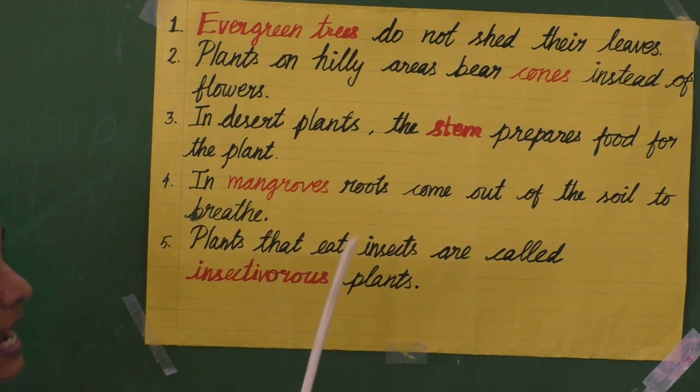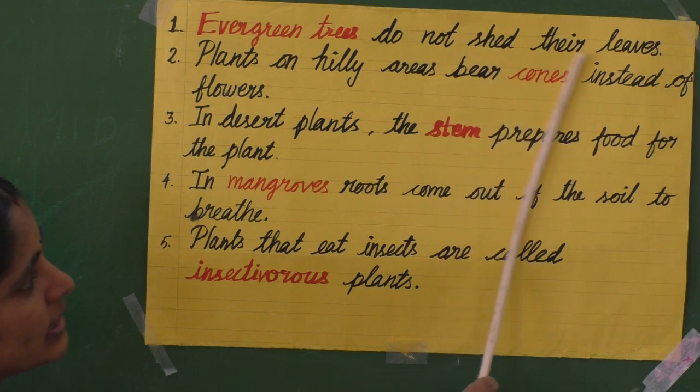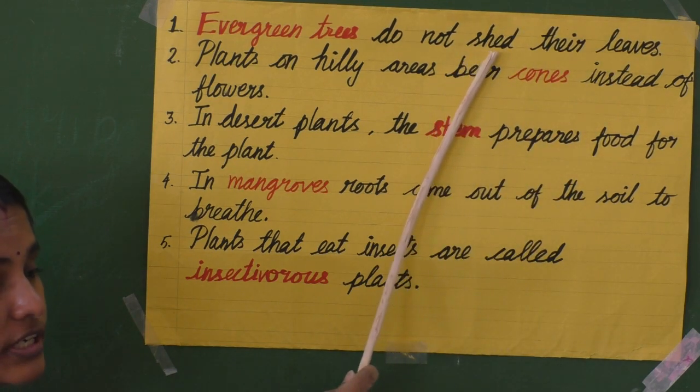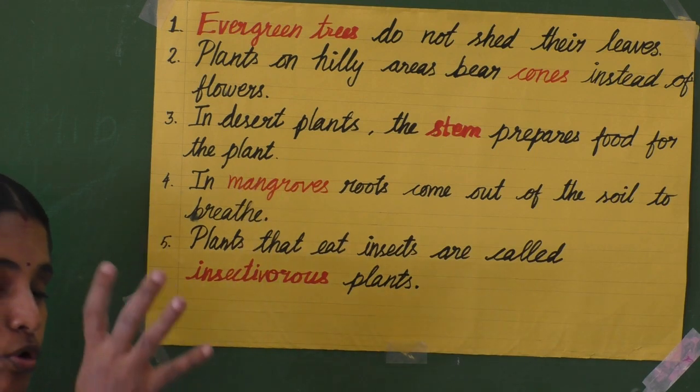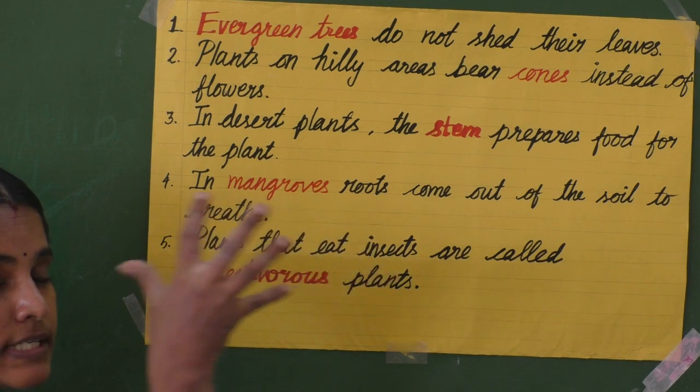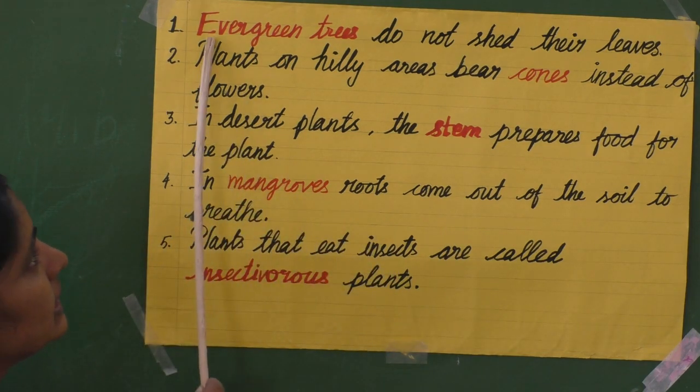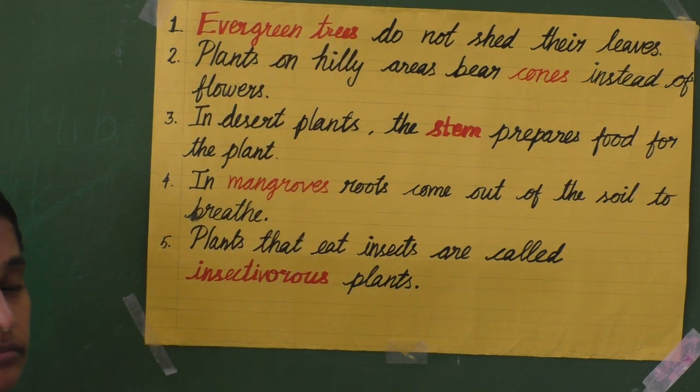Evergreen trees. Dash trees do not shed their leaves. Shed means udirukkirathu, the tree's leaves fall. So that group of trees we call as evergreen. Ever, eppayume, evergreen trees, trees that are always green. Evergreen trees do not shed their leaves.